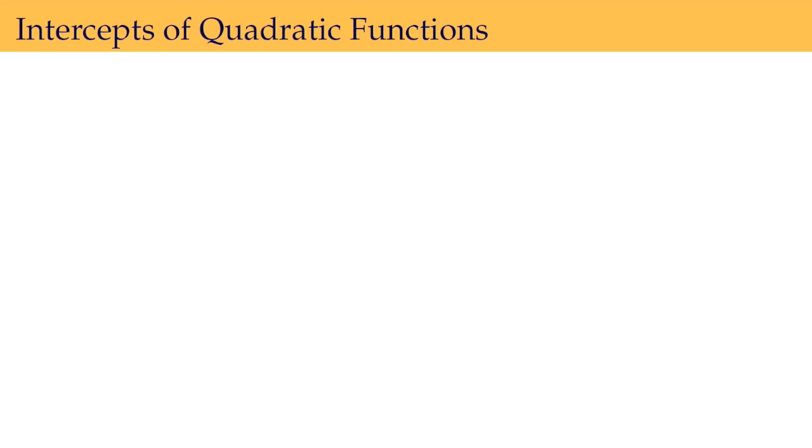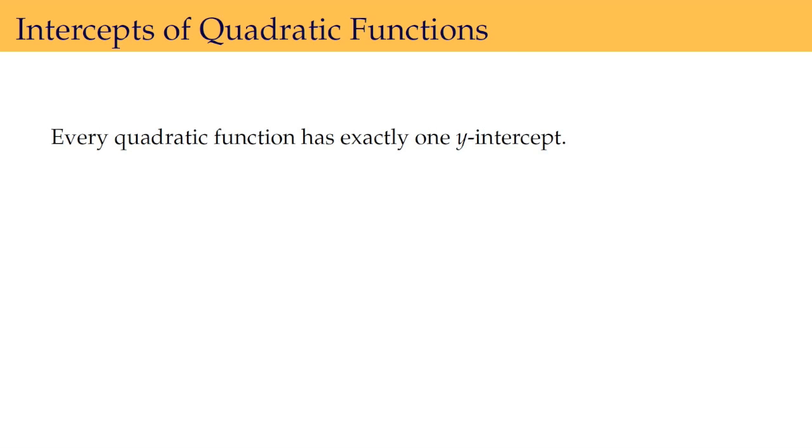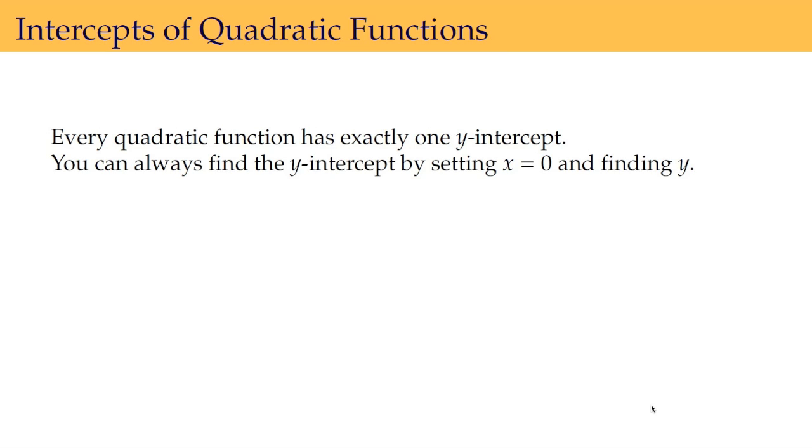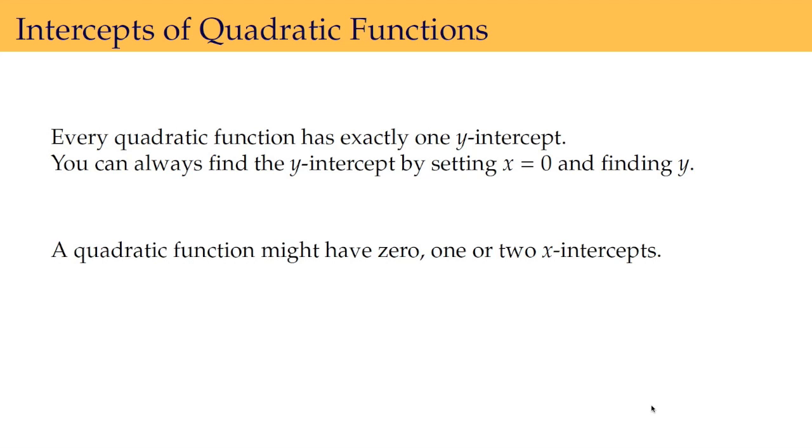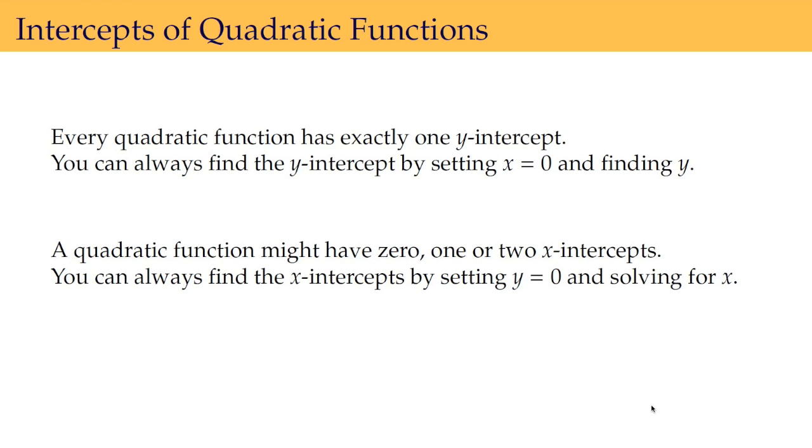Alright, intercepts of quadratic functions in particular. Every quadratic function will have exactly one y-intercept. You can always find the y-intercept by setting x equal to 0 and finding y. And a quadratic function might have 0, 1, or 2 x-intercepts. And you can always find the x-intercepts, however many there are, by setting y equal to 0 and solving for x. So let's have an example.